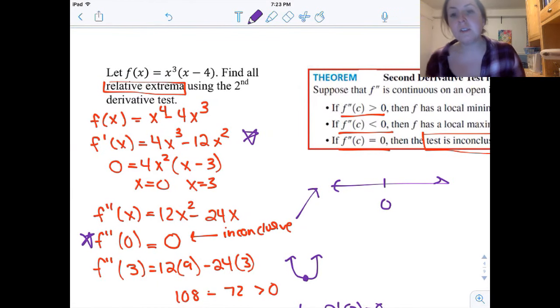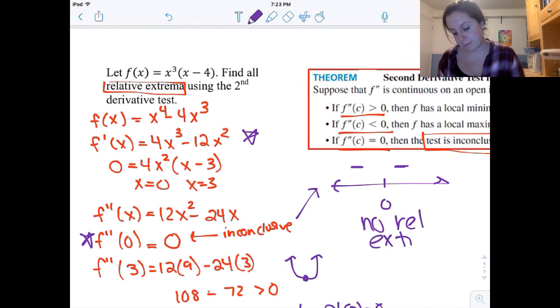So if I plug in -1, I would get -4 minus 12, that's negative. If I plug in +1, I would get 4 minus 12, that's negative. Notice there's no sign change there, right? So no relative extrema at x equals 0.